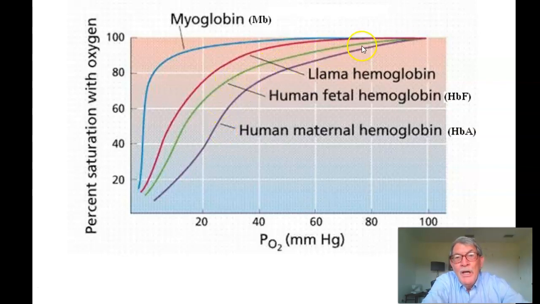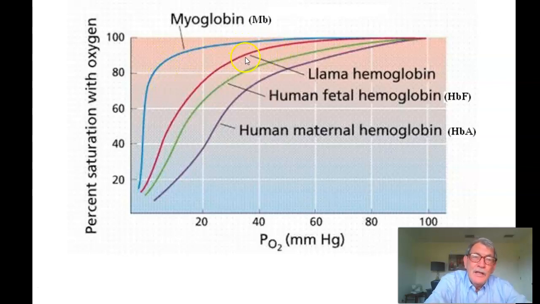Fetal hemoglobin likes it more. So every place along here, this hemoglobin is going to grab it more than this one does. It's pulling it off the baby. Pulling it to the baby from the mom. Myoglobin, same thing. If you get hemoglobin past a skeletal muscle, it's going to grab that oxygen off the hemoglobin because it has a higher affinity.